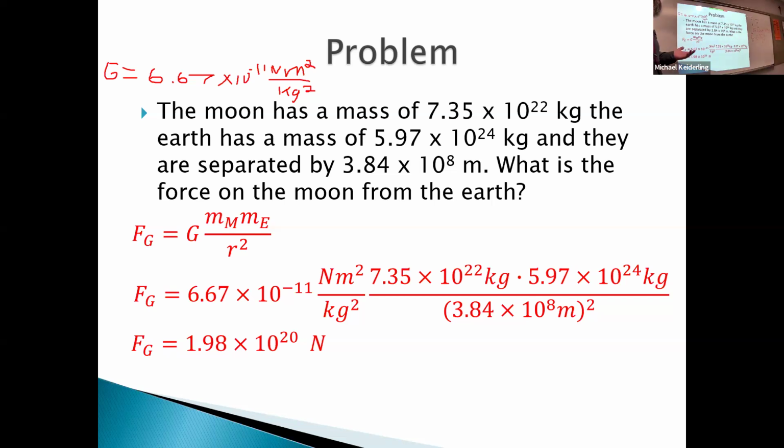Or on a calculator, there will be a little button for entering things in scientific notation, so you can actually type the numbers in scientific notation. The acceleration of the moon ends up being about 0.0027 meters per second squared. Actually quite small.